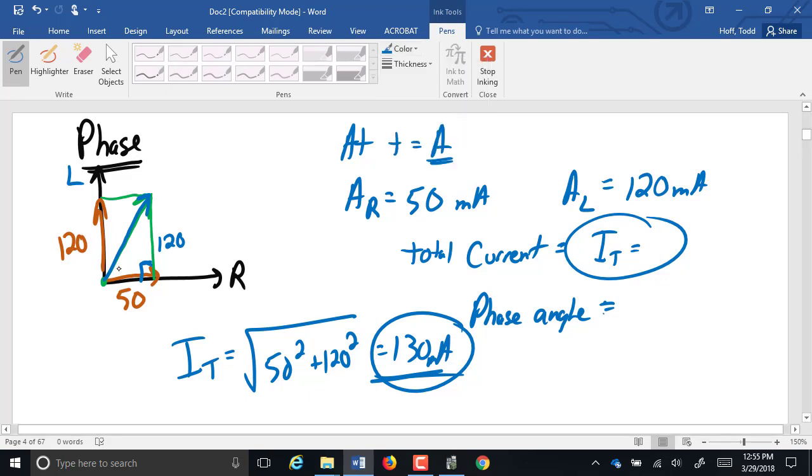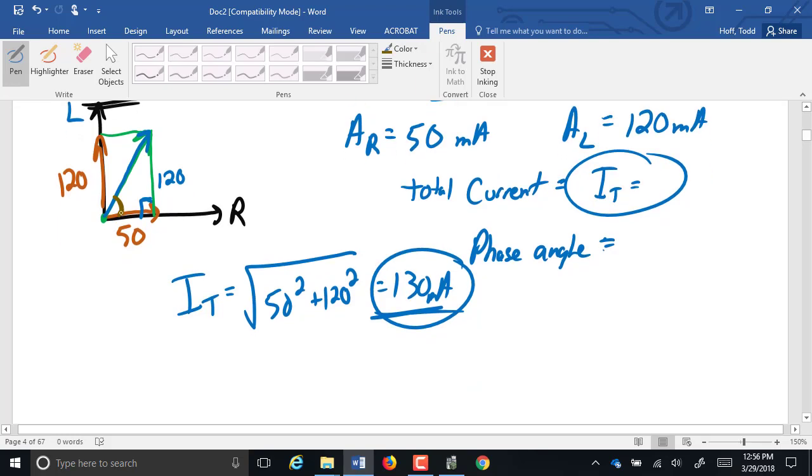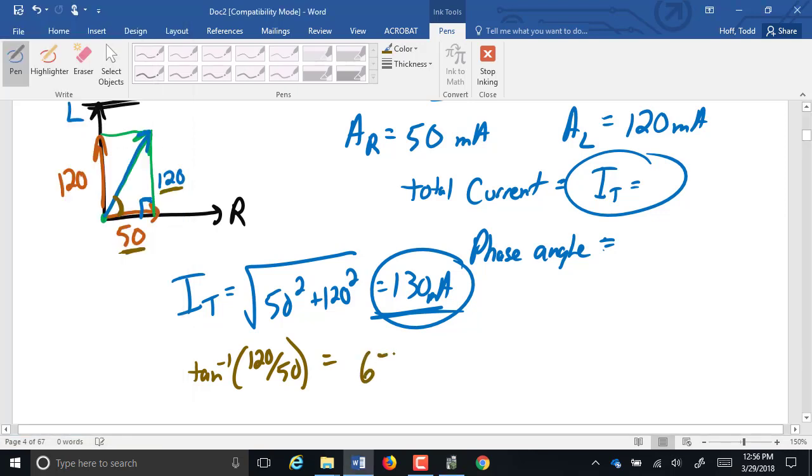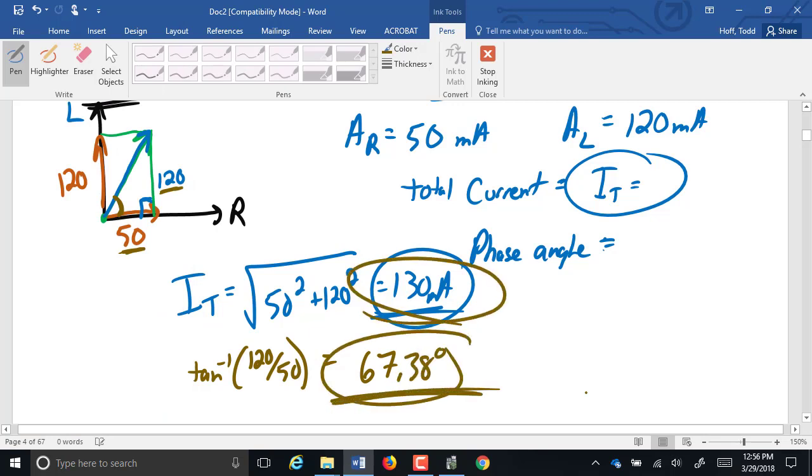Phase angle is this angle right here. How do I find that angle? I have opposite and adjacent, don't I? Tangent, you got it. So we're going to inverse tangent. Which one goes on top? Opposite. There we go. Inverse tangent of 120 over 50 gives us 67.38 degrees. So there is our total current and our phase angle.